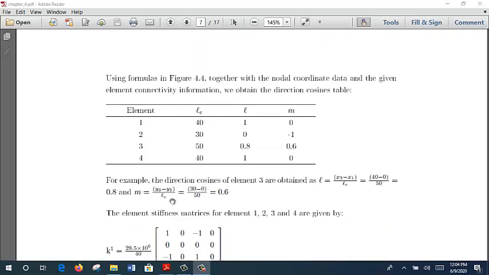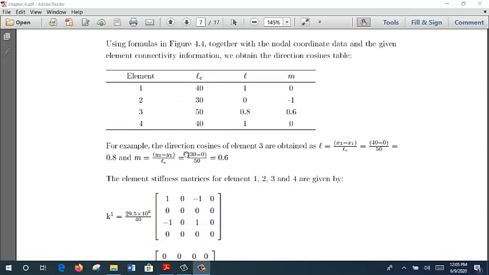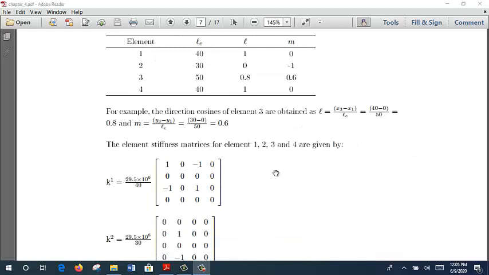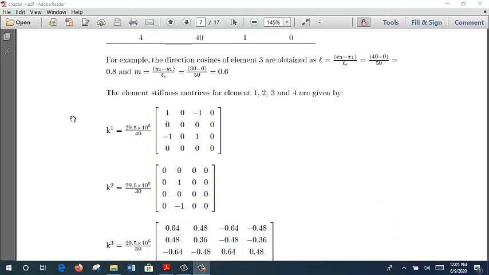Okay, and then using the formulas in figure 4.4, if you still remember the figure of the Pythagoras theorem, together with the nodal coordinate data and the given element connectivity information, we obtain the direction cosine table like this. So you know how to calculate the length L, and l and m, so you will get the result for every element. This is the example given to you in case you forget. Okay, and then we continue.